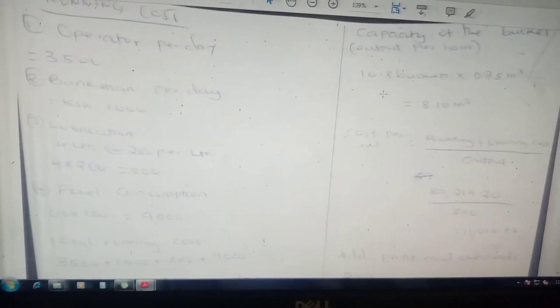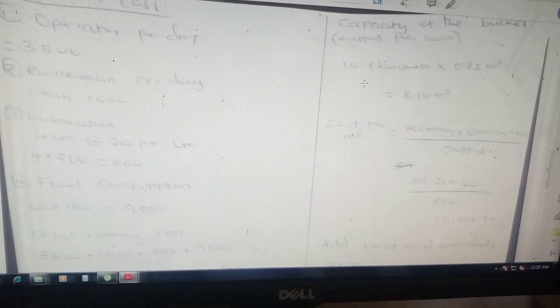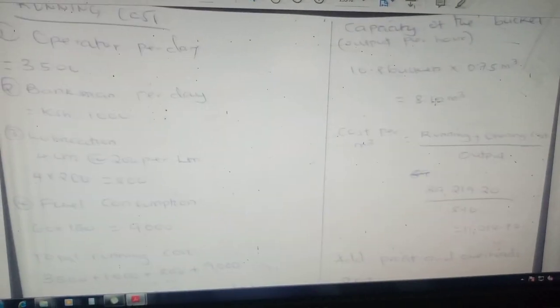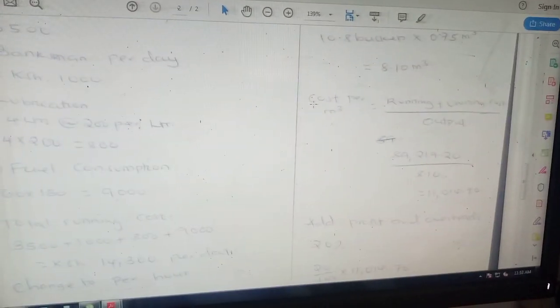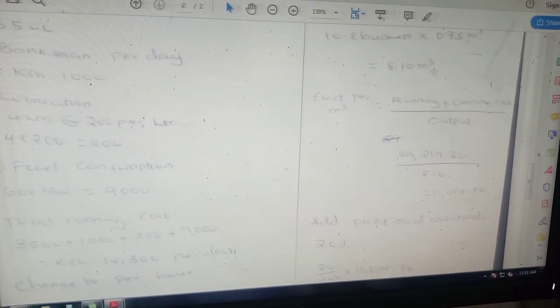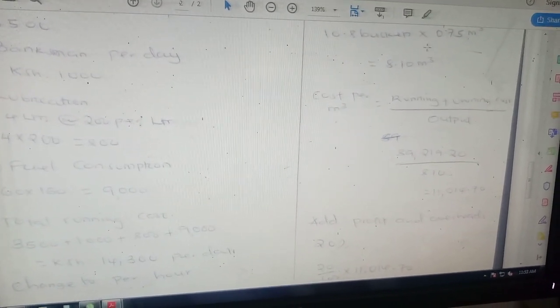So you then multiply. You want to know the volume that machine will extract in 1 hour, in our 54 minutes of work. That is 10.8 buckets times 0.75, that is 8.1 cubic meter of the soil our machine will extract. This is the output of our machine in 1 hour, which is the 54 minutes.